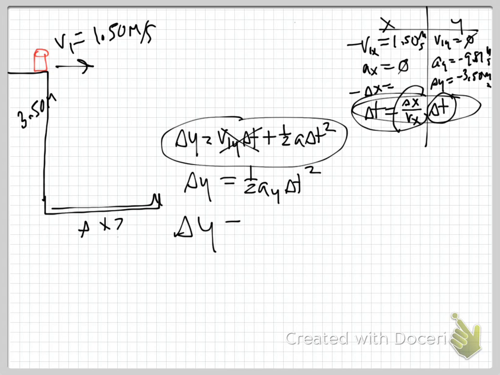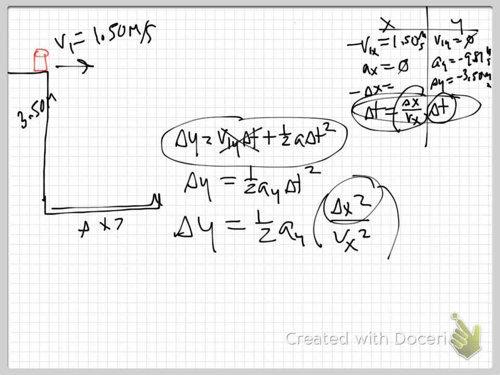From here, if I do delta y equals 1/2 a on the y times delta x squared over vx squared, I now have one expression that connects the x and the y axis. I have delta y. From here it's just algebra. And on this one, we're solving for something in the numerator. It's not so tough.